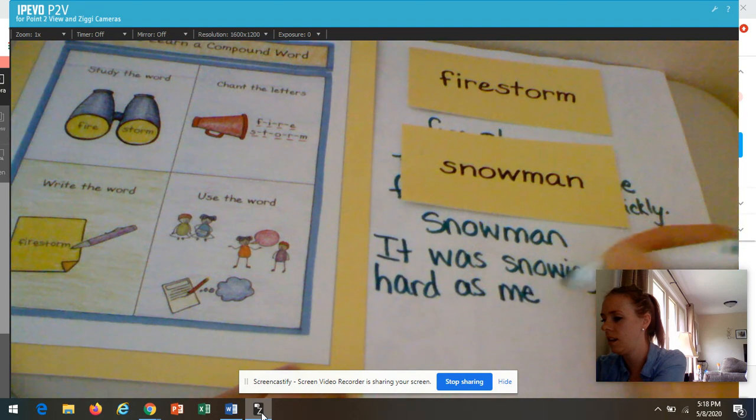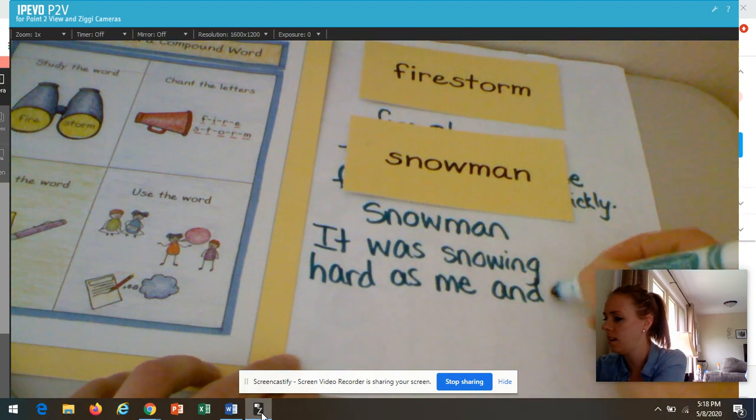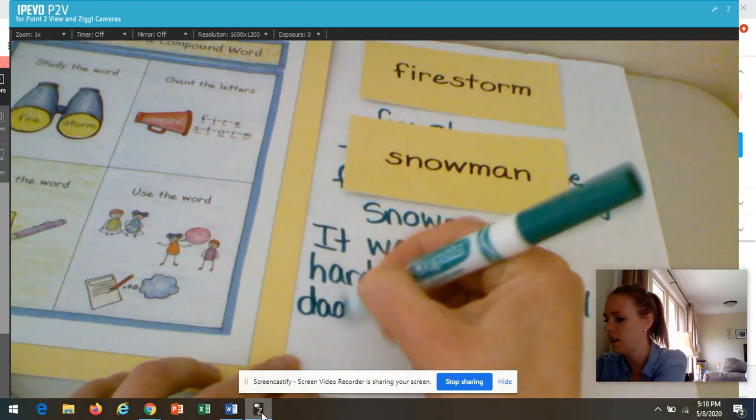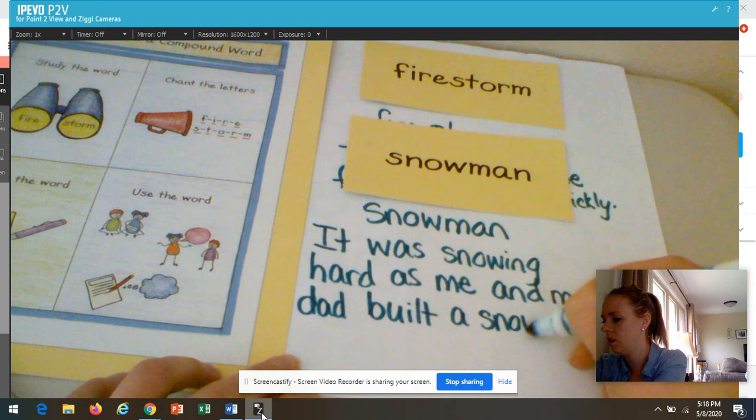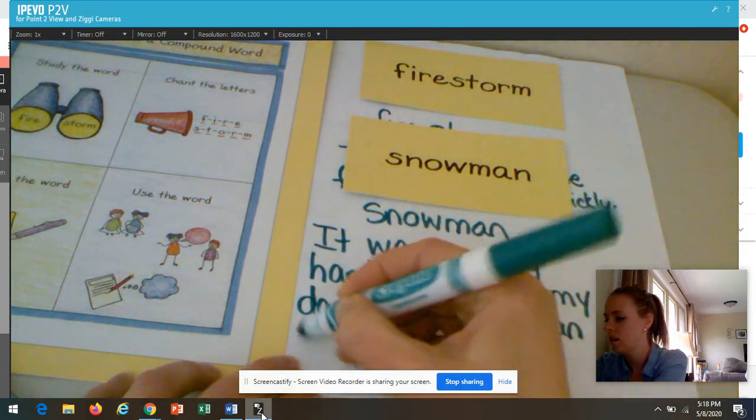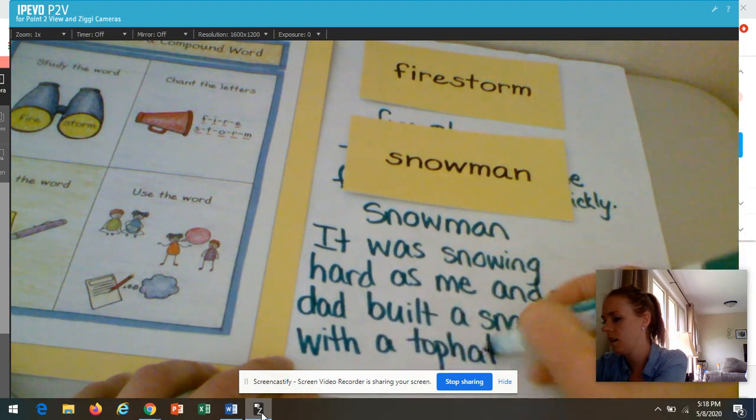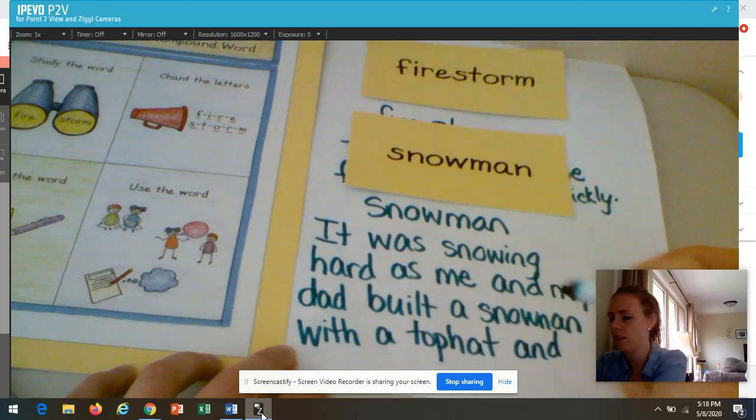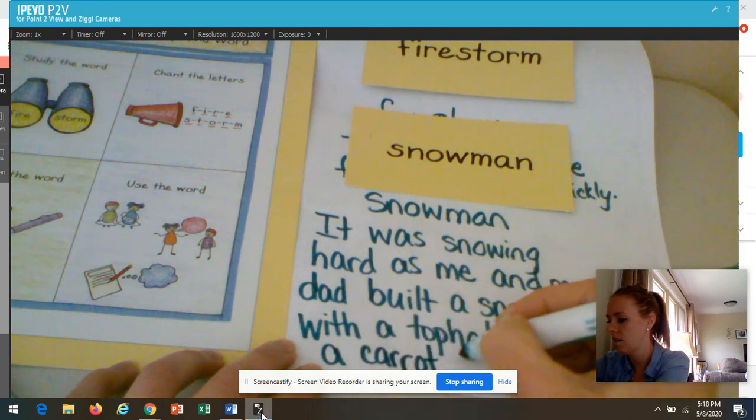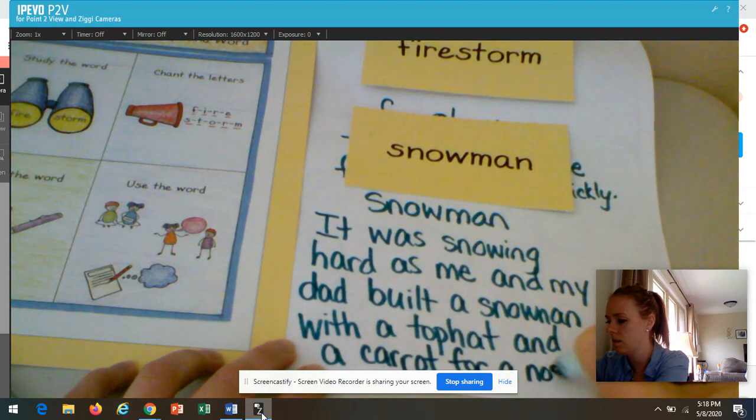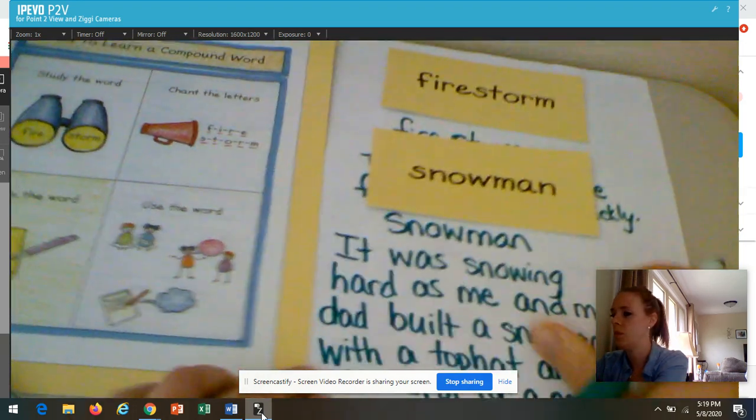As me and my dad built a snowman with a top hat and a carrot for a nose. So there's my sentence. All right, let's do one more together.